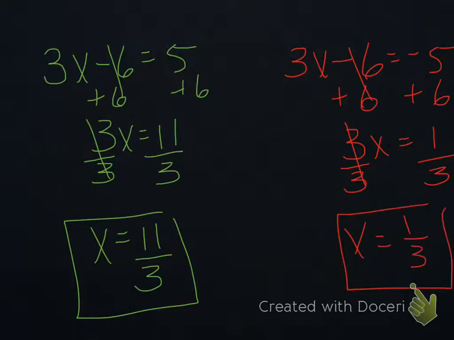Now, these are my two answers. I always do a quick double check to make sure I didn't screw up any signs. I do not always have a positive and negative value when I'm solving.